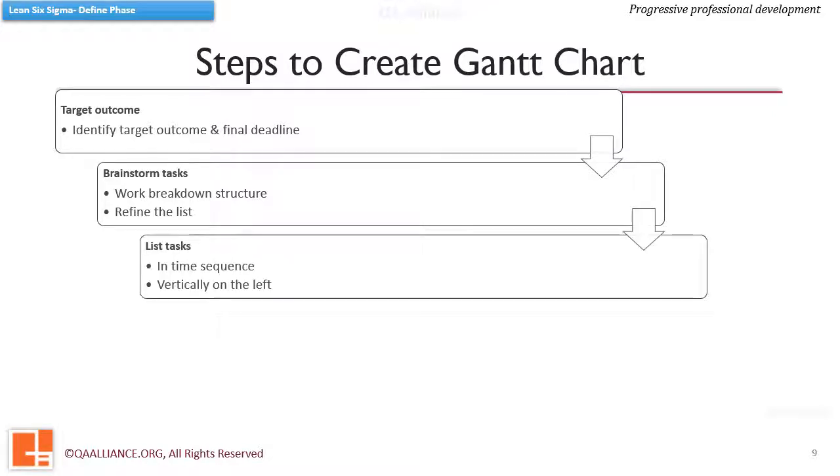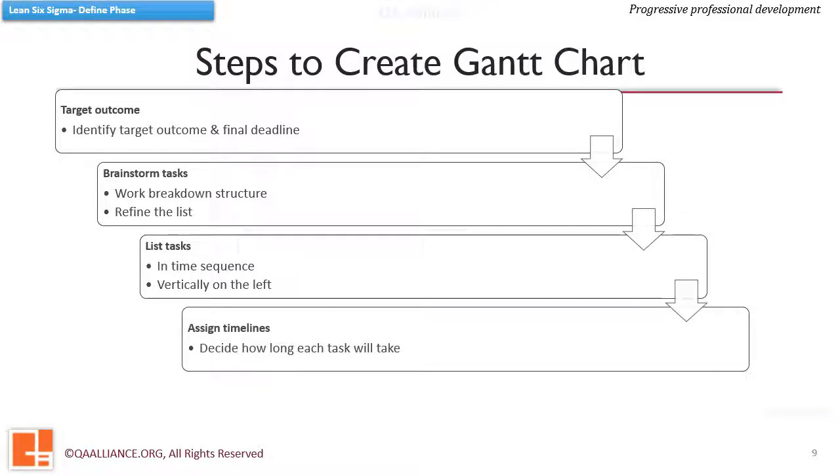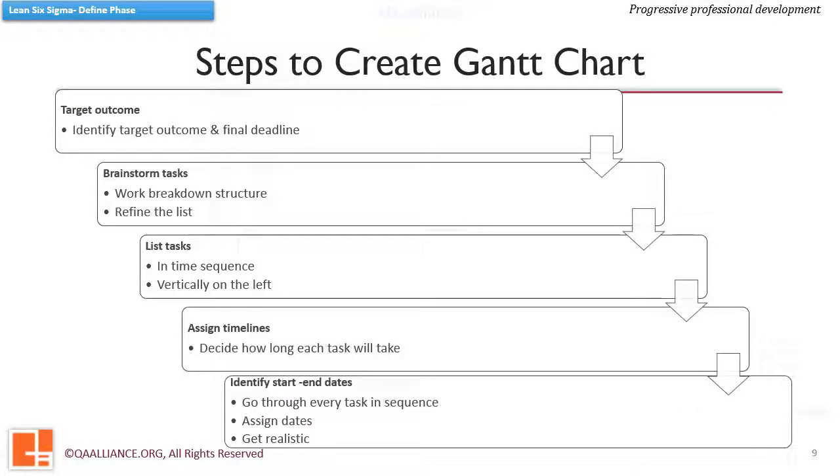The tasks are listed vertically in the sequence they are supposed to happen on a timeline. Then the duration and timelines are assigned to each of the tasks. Start and end dates are established for every task in the sequence. The exercise should be done pragmatically.